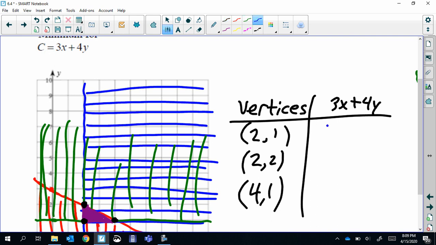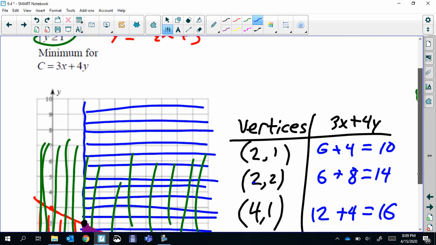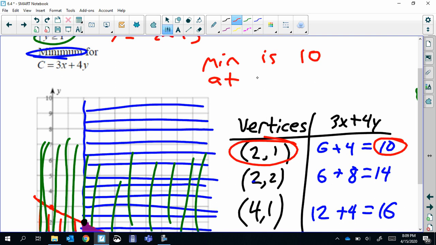So 3 times 2 is 6, 4 times 1, that's 10. 3 times 2, that's 6, 4 times 2, that's 8, so 14. 3 times 4 is 12, 4 times 1 is 4, that's 16. And we are looking for a minimum. Smallest number is 10, happens at 2, 1. So the minimum is 10, and it happens at the point 2, 1.